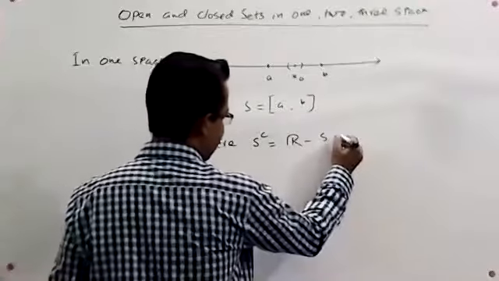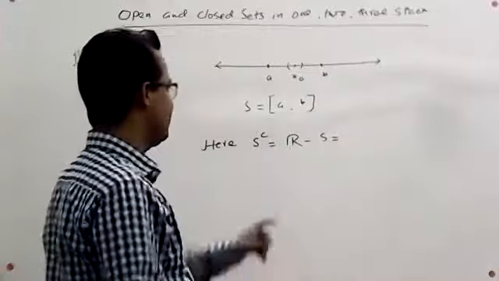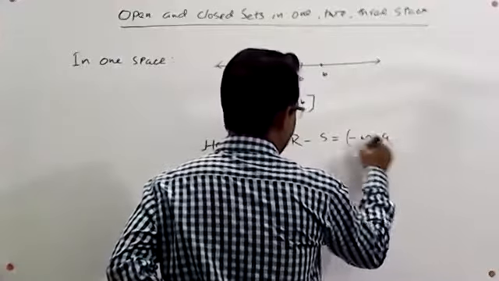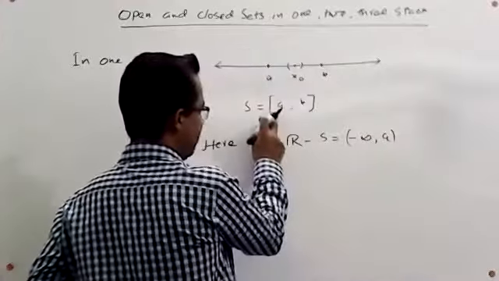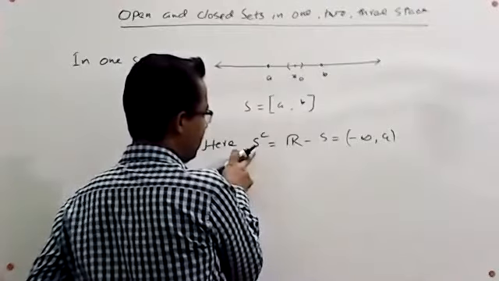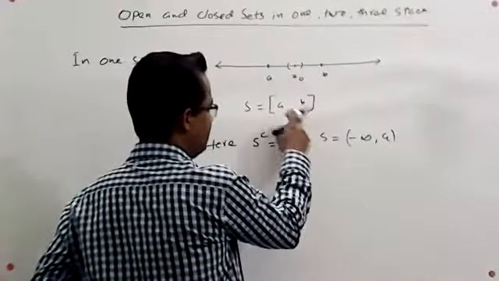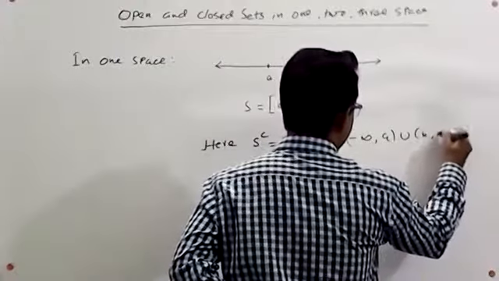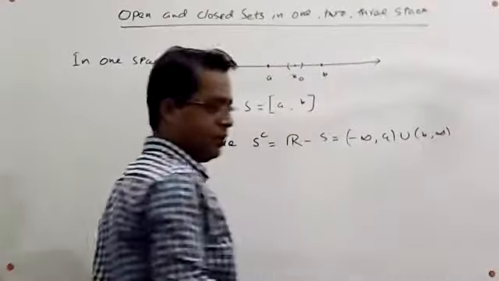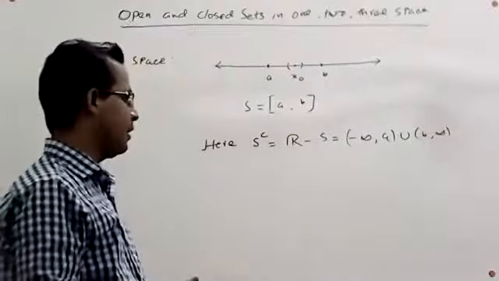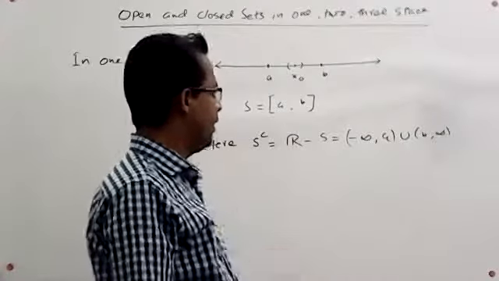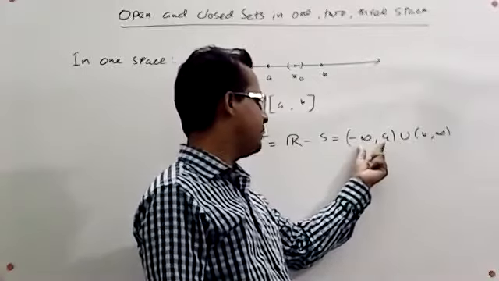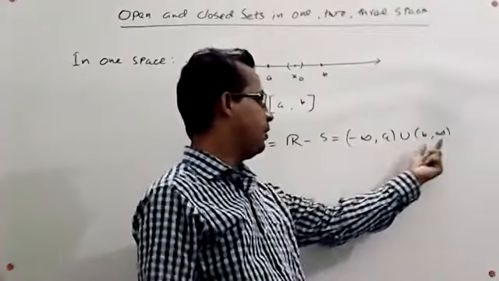So we clearly observe that this set contains minus infinity to A, open as because A is not included here. That is, the complement excludes A and excludes B. Again, union B to infinity. So follow, dear students, the characteristics of S complement. S complement contains two intervals which are open, minus infinity to A and B to infinity.